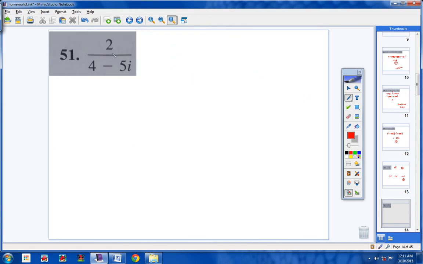Alright, moving on to number 51, okay? We're now going to simplify some fractions with complex numbers. Remember, you multiply the top and the bottom by the conjugate of the denominator. So the conjugate of the denominator is 4 plus 5i, and we also write that up top so that we're multiplying this fraction right here by the exact same thing to the top and the bottom, okay? So with that in mind, here we go.